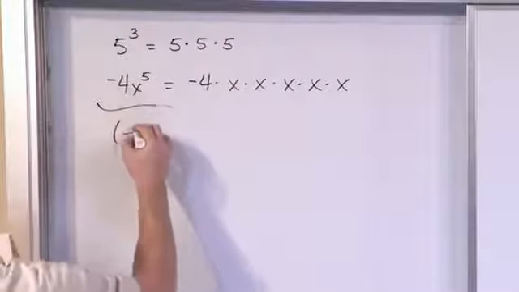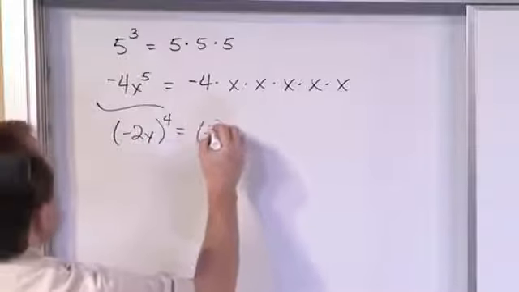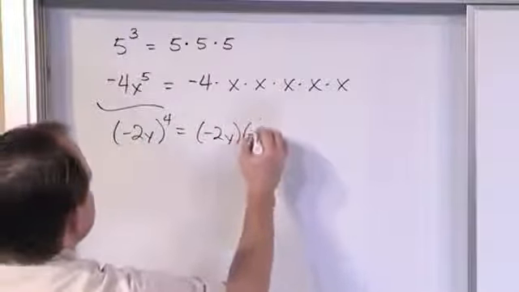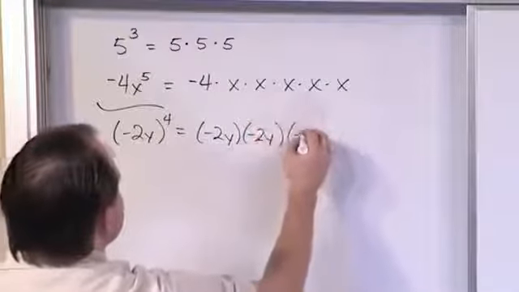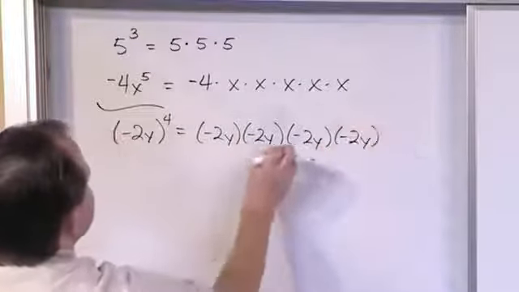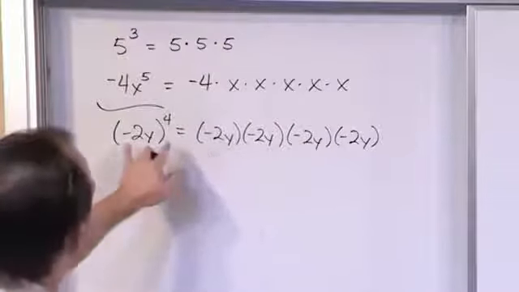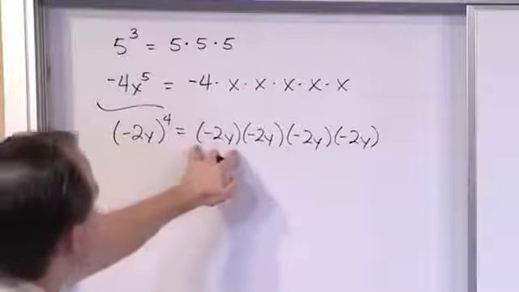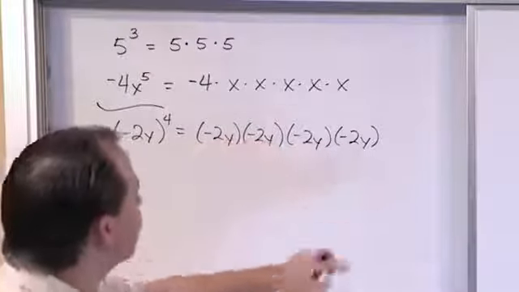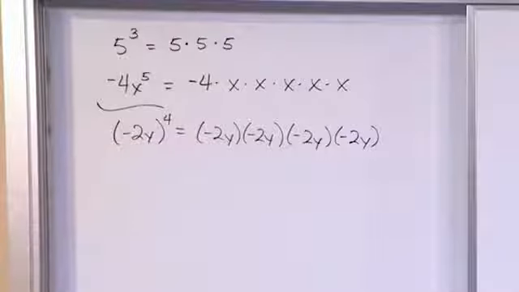If you had something like negative 2y raised to the 4th power, that's negative 2y times negative 2y times negative 2y times negative 2y. And anytime you see parentheses just sitting next to each other, it means multiplication. We're multiplying everything inside the parentheses, which is negative 2y, times itself 4 times. So everything in here is raised to the power of 4.